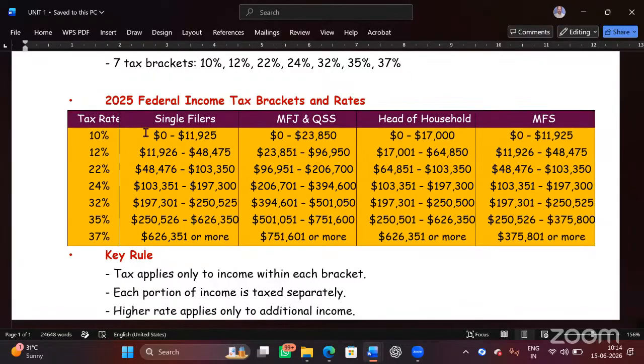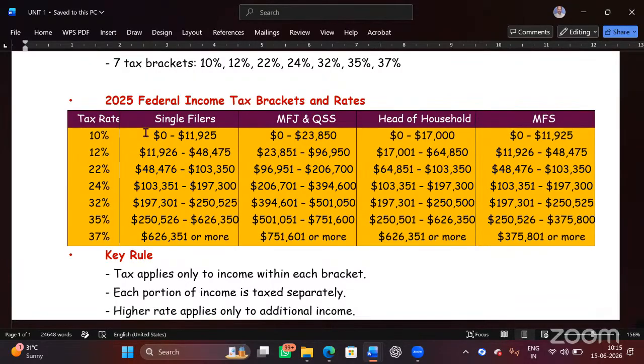Either married filing jointly, which means a single return can be filed along with the wife. Alternatively, both spouses can file respective returns individually, that is called married filing separately. In total we have single filers, second one married filing jointly, qualifying surviving spouse, head of household, and married filing separately. To satisfy each category, we have a separate chapter.